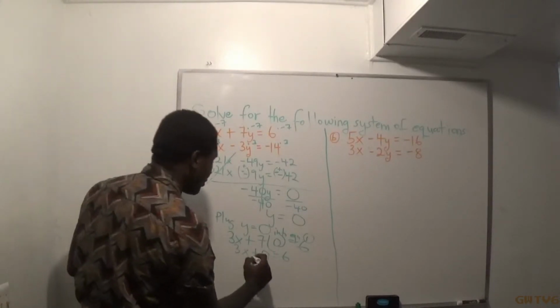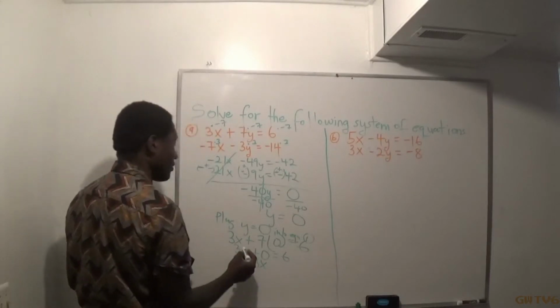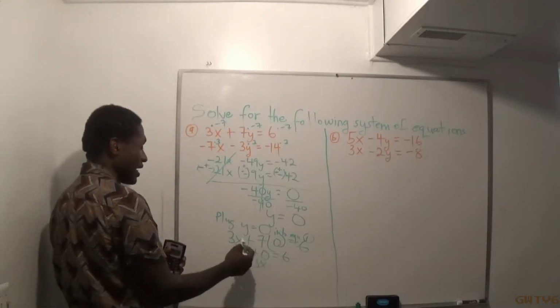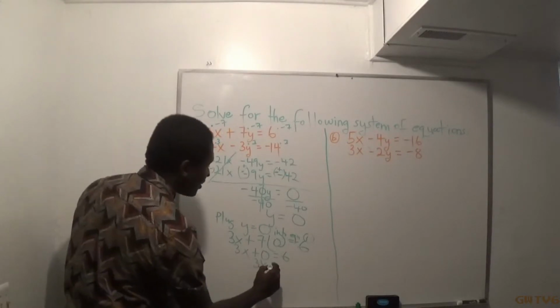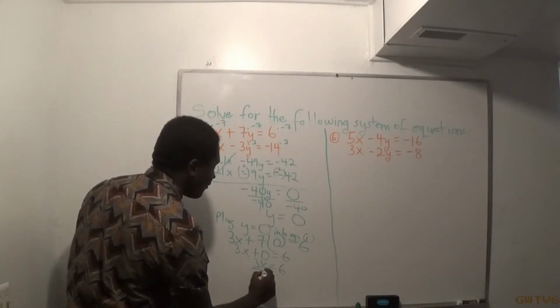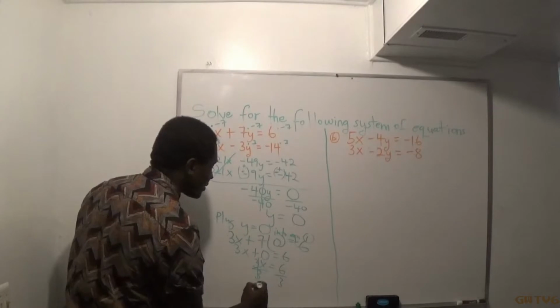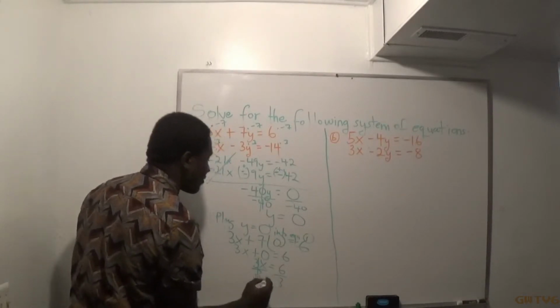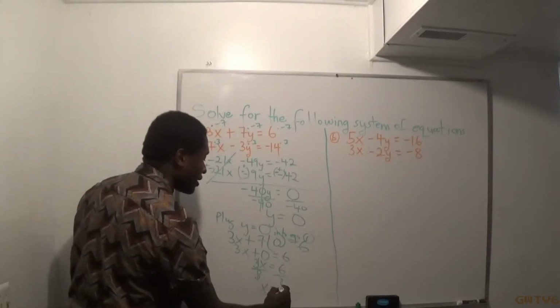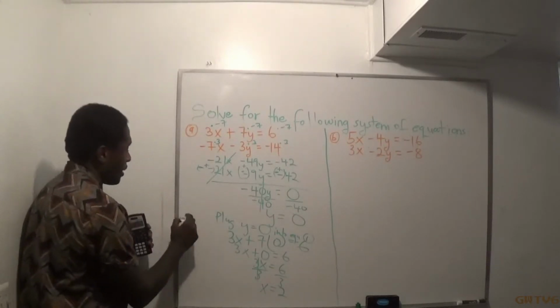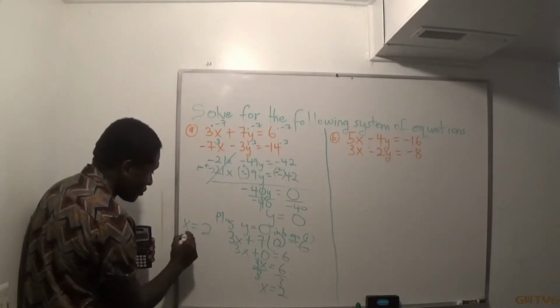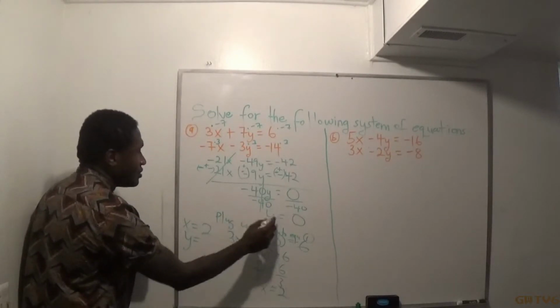3x plus 0 is 3x, or anything plus 0 is that same thing. So 3x equals 6. I divide both sides by 3. My 3's cancel out. I get x equals 6 divided by 3, which is 2. So my x equals 2 and my y equals 0.